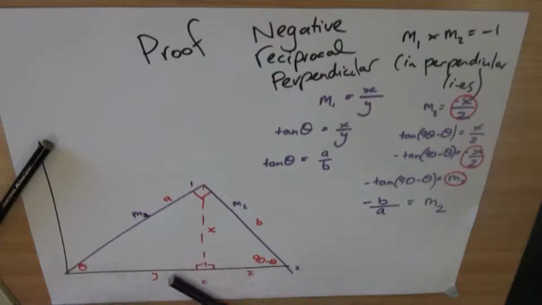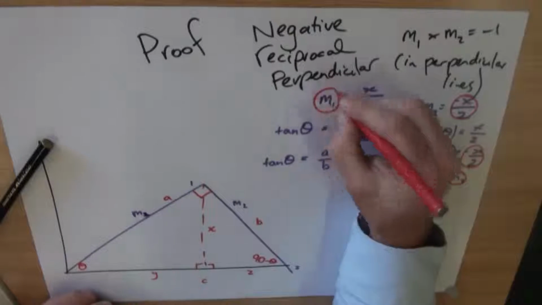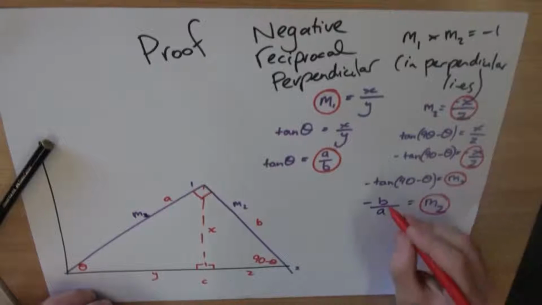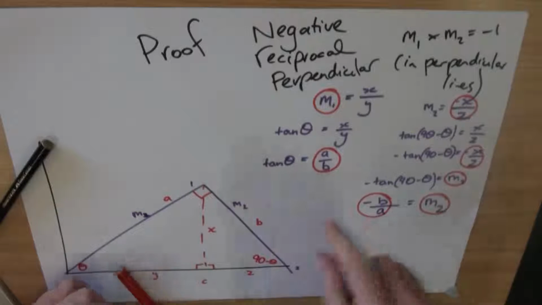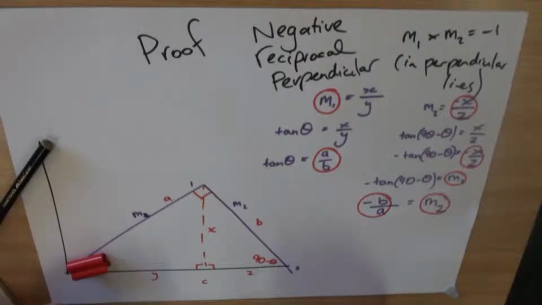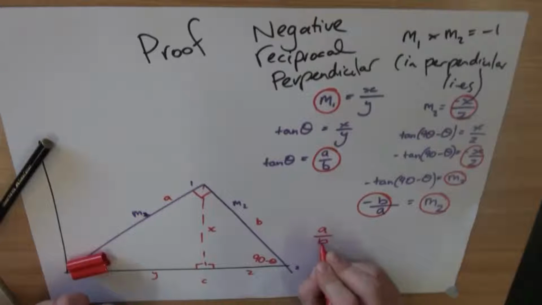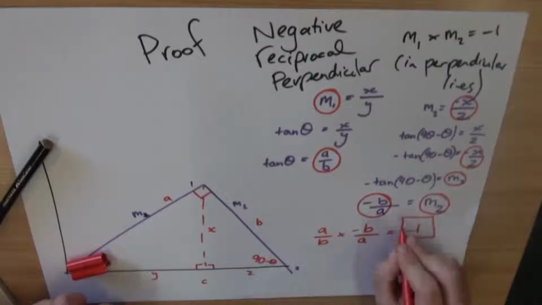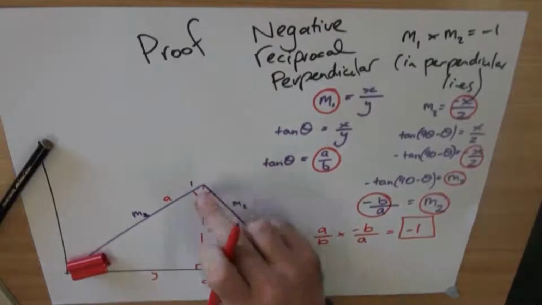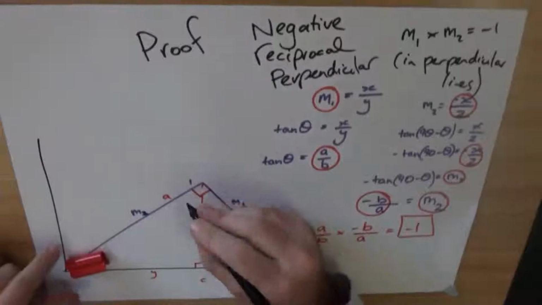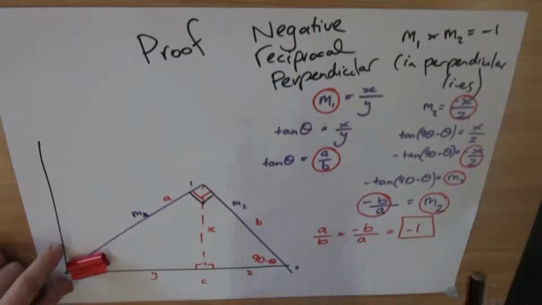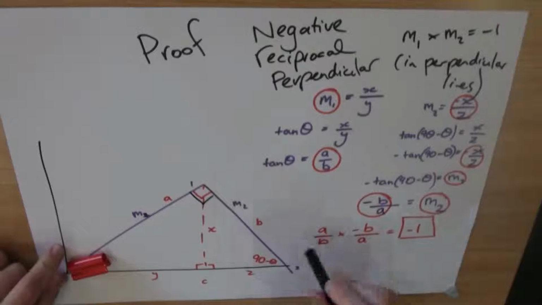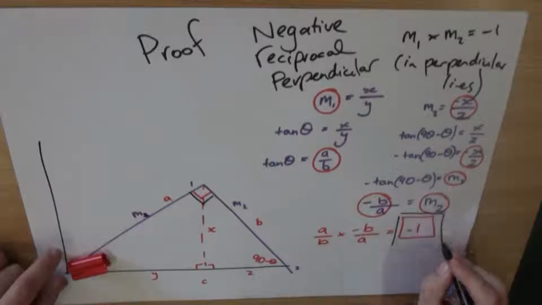Okay, so if we do m1, which is also equal to a over b, and m2, which is also equal to minus b over a, we can see that they're the negative reciprocal. So let's go a over b times minus b over a. Yes, of course, that equals negative 1. So you can see if this is a right angle, that the gradients are going to be negative reciprocals and therefore multiply together to equal negative 1.